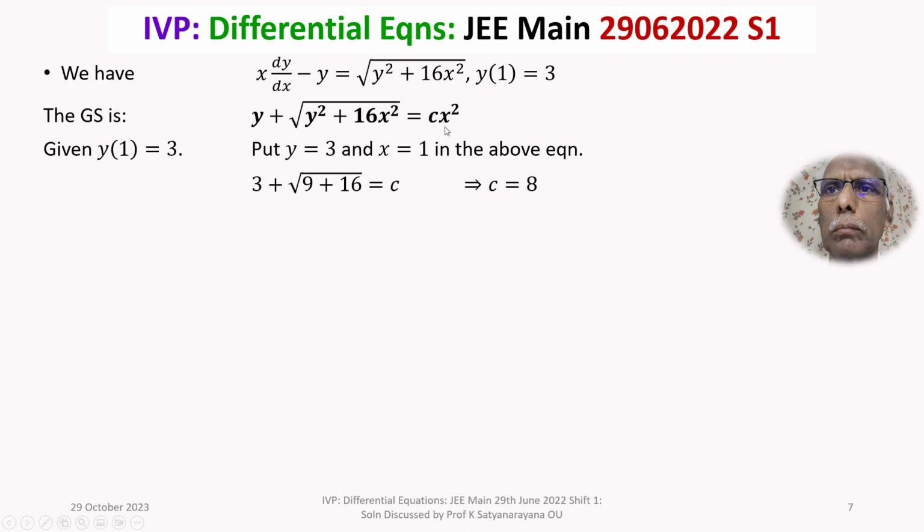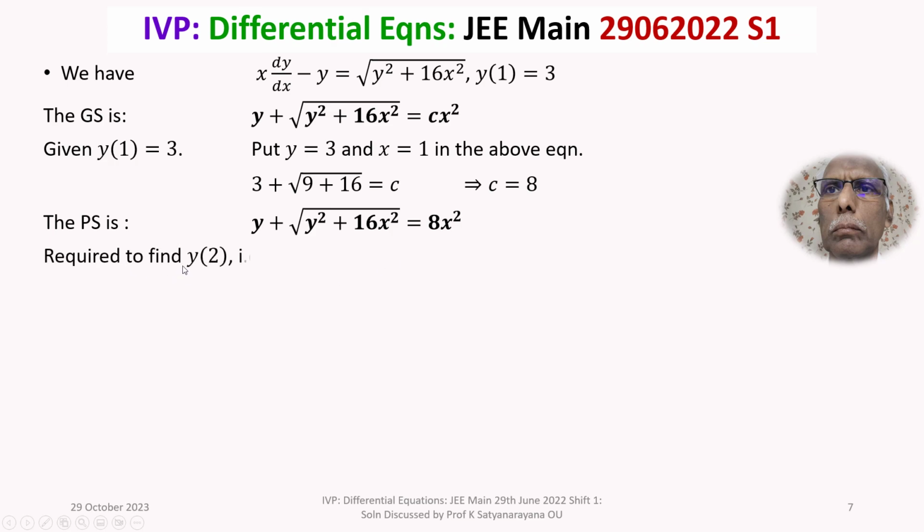Substituting c is equal to 8 in the general solution, we get the particular solution, that is y plus the square root of y square plus 16x square is equal to 8x square. This is the particular solution, and this is the solution of the given initial value problem, the given differential equation under the initial condition. And this is the solution curve. That means y is equal to y of x is the solution curve of this initial value problem.